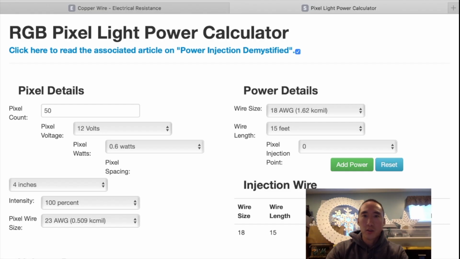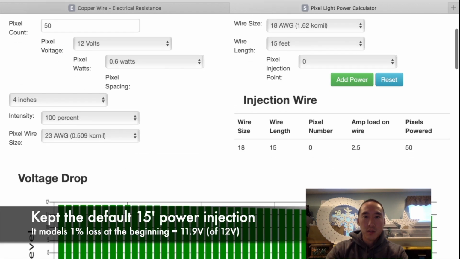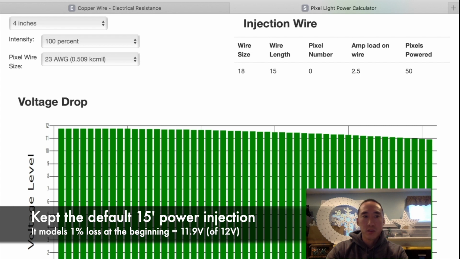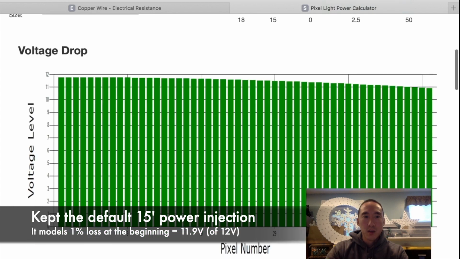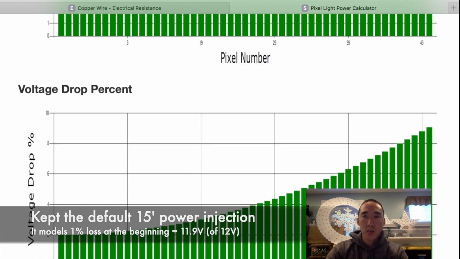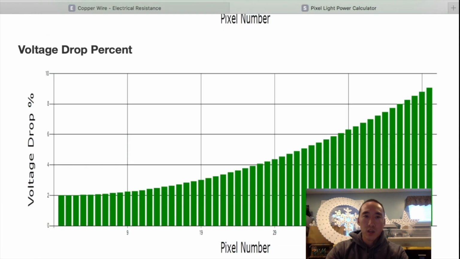Okay, so here we are looking at John Spiker's light power calculator. And just to check, I've got 50 pixels, 12 volts, 0.6 watts, 4 inches, 100% intensity, and I've gone ahead and selected the 23 gauge wire from the testing we did in the first video. If we scroll down here, you can see the voltage drop. We're expecting about 1.1 volts from that previous testing, which is about 9.5%. This one's showing 9% drop, so our effective wire gauge is a little bit thinner than 23, and from the resistance testing method, it's about 20, a little bit more than 23, maybe 23.5.